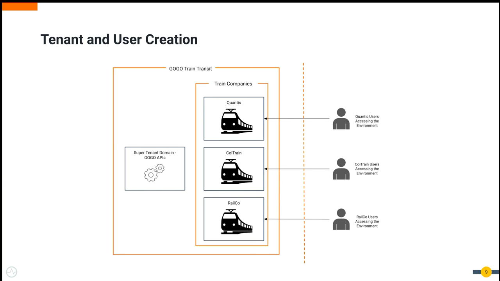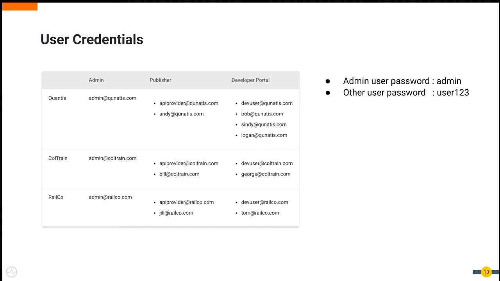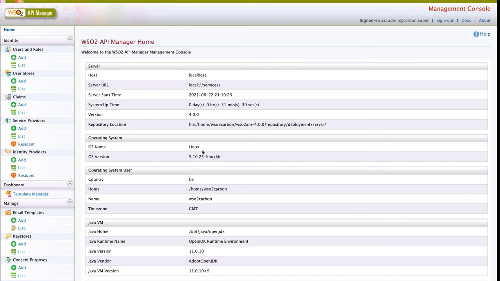For demonstration purposes, we'll be creating a tenant for one of the companies called Calltrain and a publisher portal user for that tenant. Admin will be used as the admin user password and user123 will be used as the non-admin user password. Let's create the tenant for Calltrain in the Carbon Management Console.